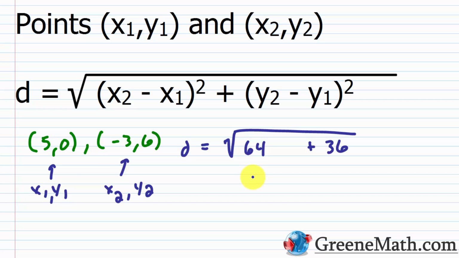You don't want a negative distance. So at this point, we pretty much just solve. 64 plus 36 is 100, and then the square root of 100 is 10. So d equals 10. So much, much quicker to just use the formula.